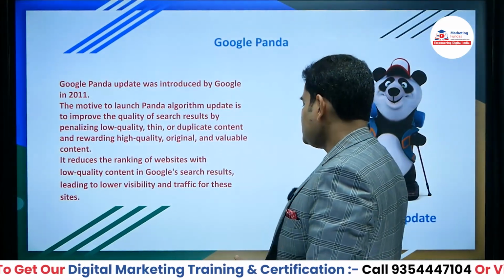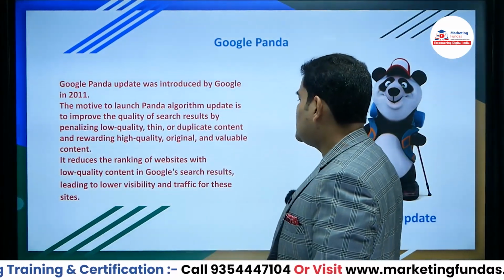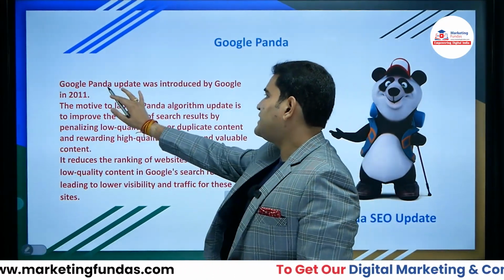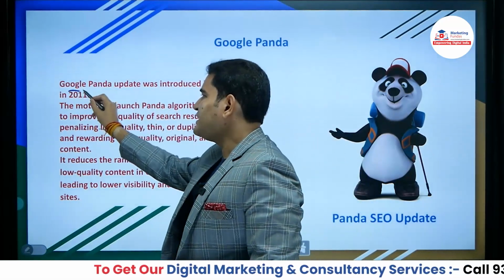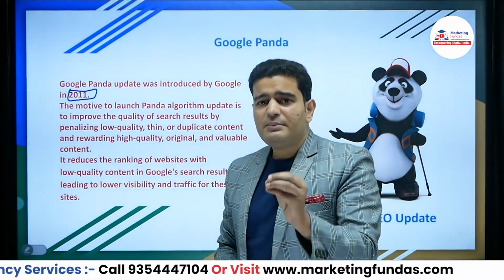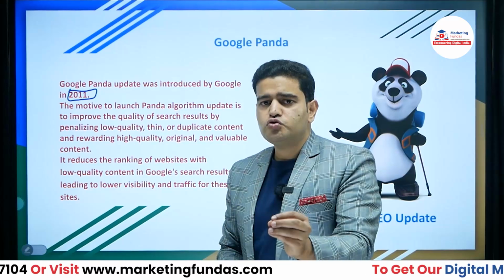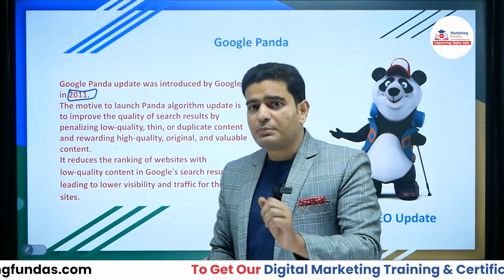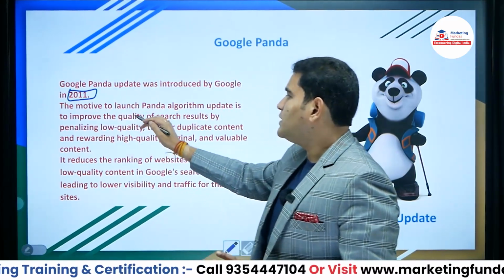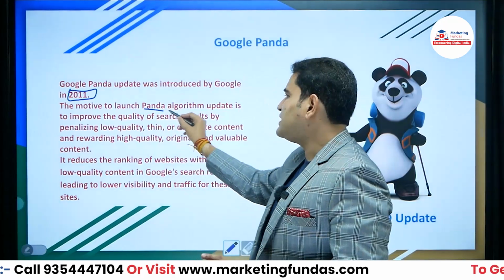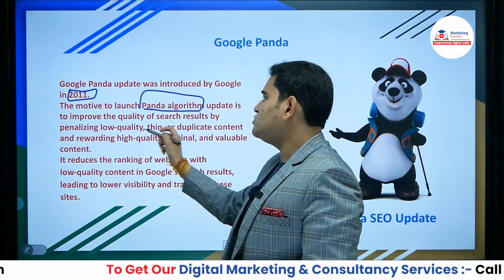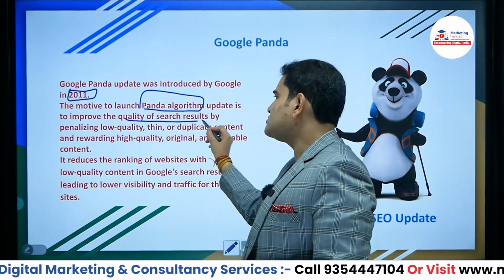So friends, Google has this Panda update, the Google Panda update. It was introduced in 2011. Any update or algorithm that is introduced has a reason and a purpose behind it. Now, what was its purpose? The motive was to improve the quality of search results. Its only purpose was to somehow improve the quality of search results.